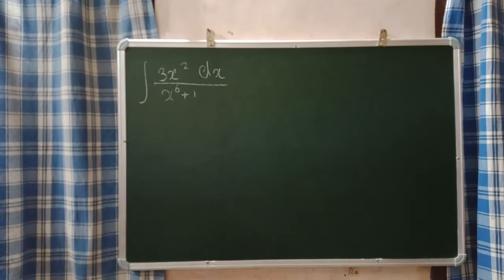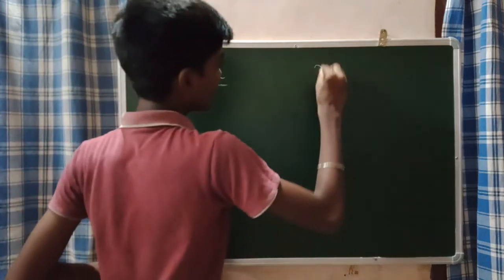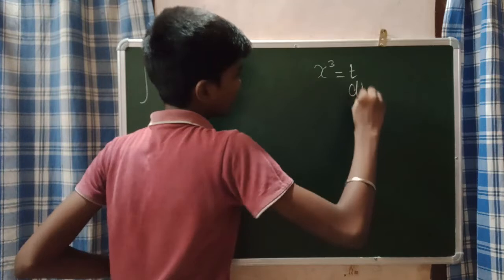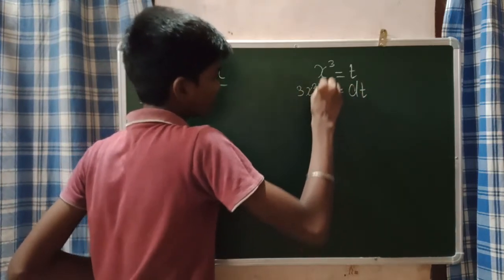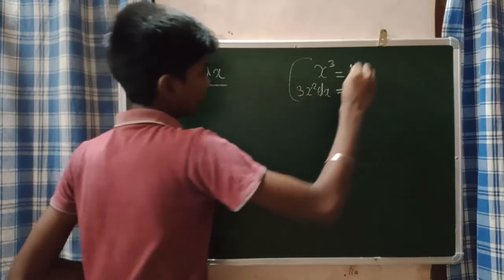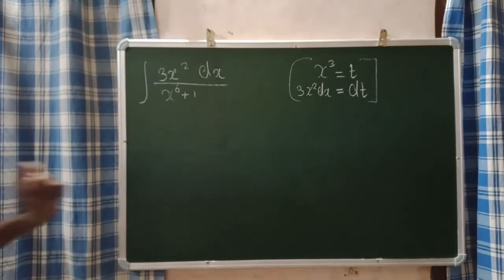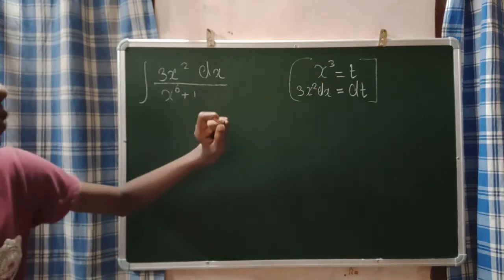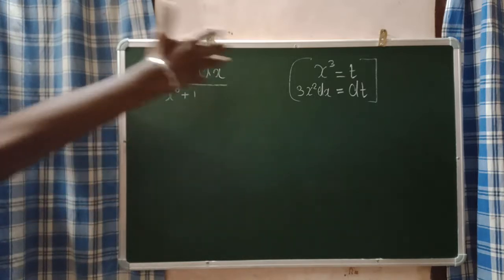For the first question, the substitution I am going to take is x cube as t. When you take x cube as t, then dt will be nothing but 3x square dx. This is the substitution that I am going to take for this particular integral. When I take x cube as t, then dt will be the differentiation of t. So differentiation of x cube, 3x square dx, will give us dt.